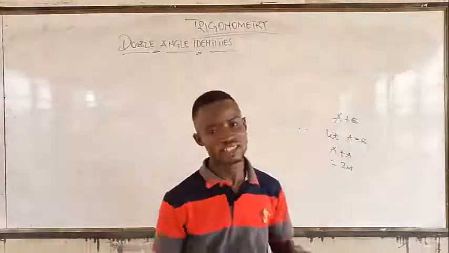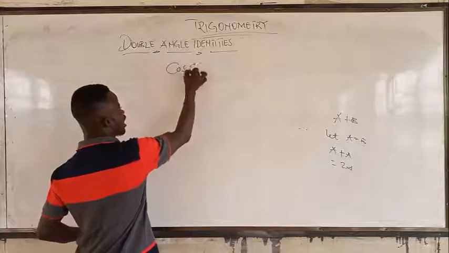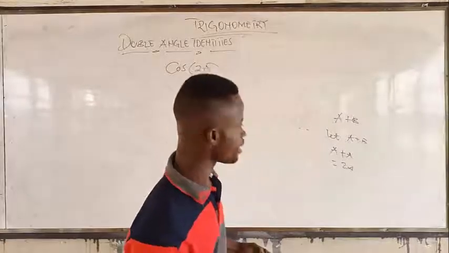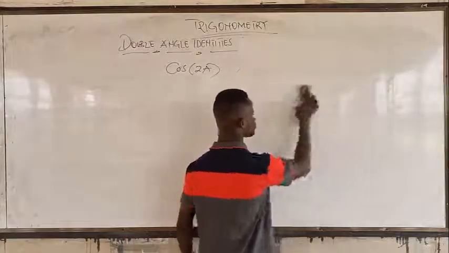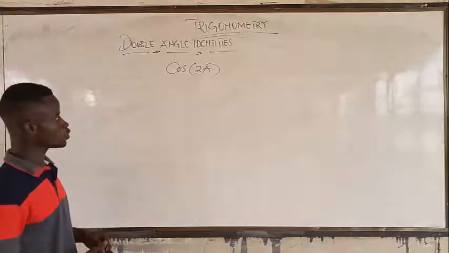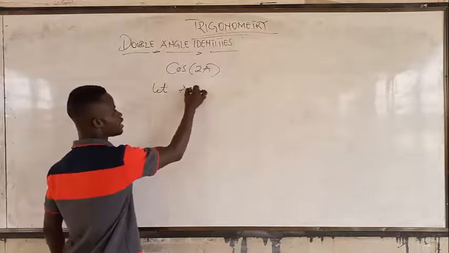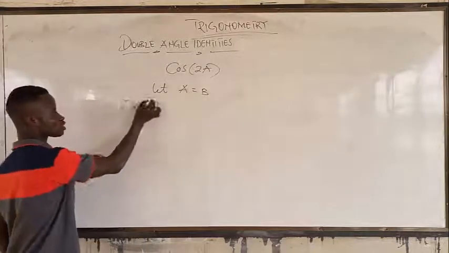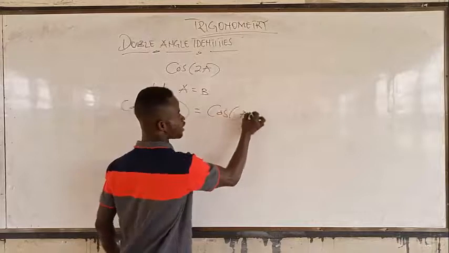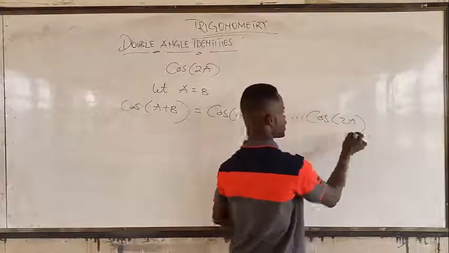For example, let's see how we are going to derive an expression for cos 2A. Since we said that we are going to let A be equal to B, if you have cos(A plus B), it's going to be the same as cos(A plus A), and it's going to give you cos 2A.